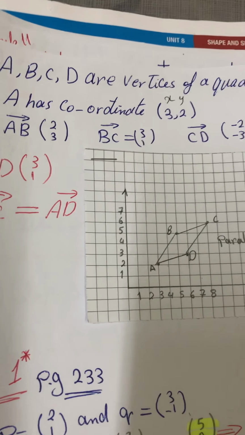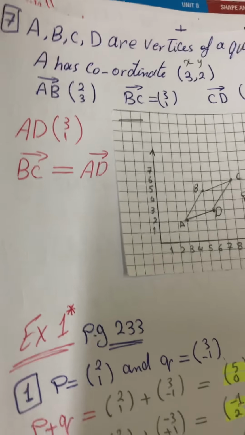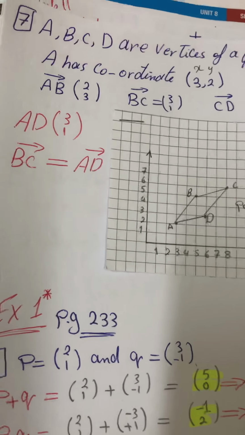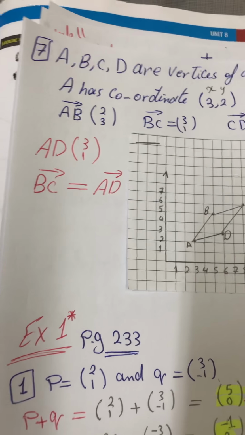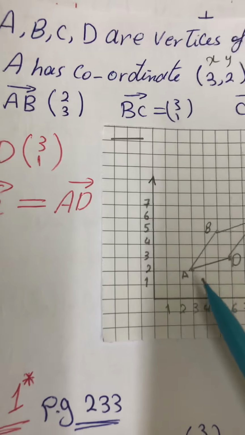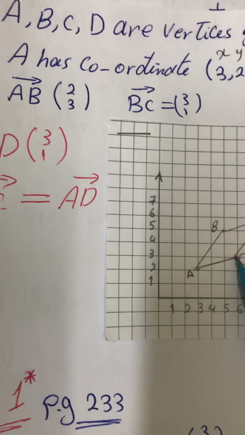Okay, and he asked, what's your opinion on what is the relation between AD and BC? BC and AD are equal. Congruent to opposite side. Okay. He asked about AD as a vector. Where is AD? This is AD.